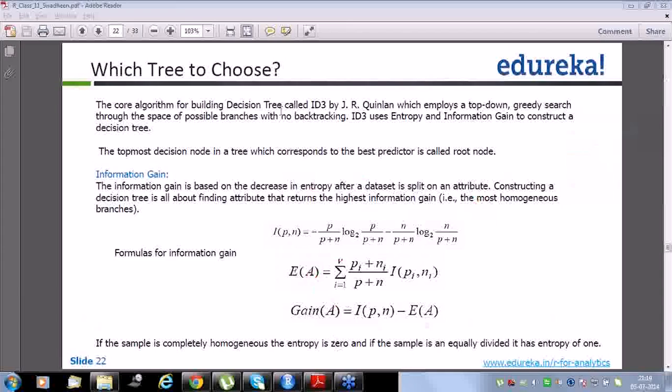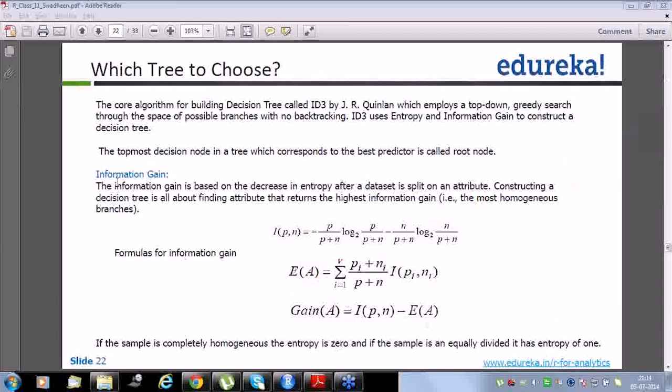The topmost decision node in a tree, which corresponds to the best predictor, is called the root node, right? We know that. We developed our model based on two root nodes, one by taking student and the other time we're taking income. Now the question is which one to choose, whether to choose the student tree node or the income tree node. So we have the concept of information gain and entropy.